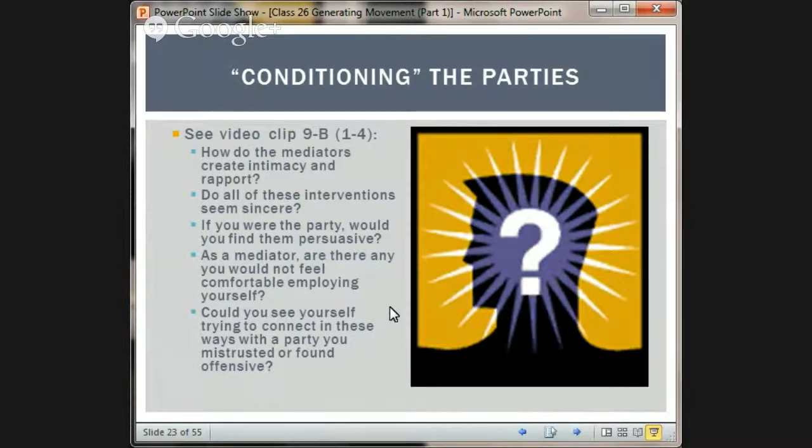There is a video clip, and these are the questions associated with it. How do the mediators create intimacy and rapport? Do all of these interventions seem sincere? If you were the party, would you find them persuasive? As a mediator, are there any you would not feel comfortable employing yourself? Could you see yourself trying to connect in these ways with a party you mistrusted or found offensive?